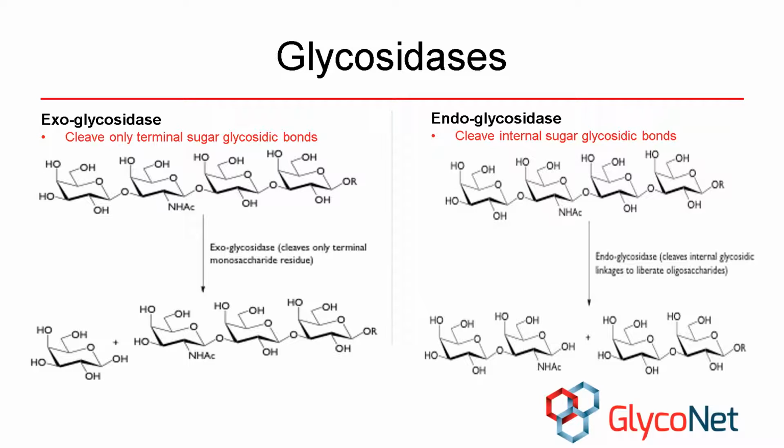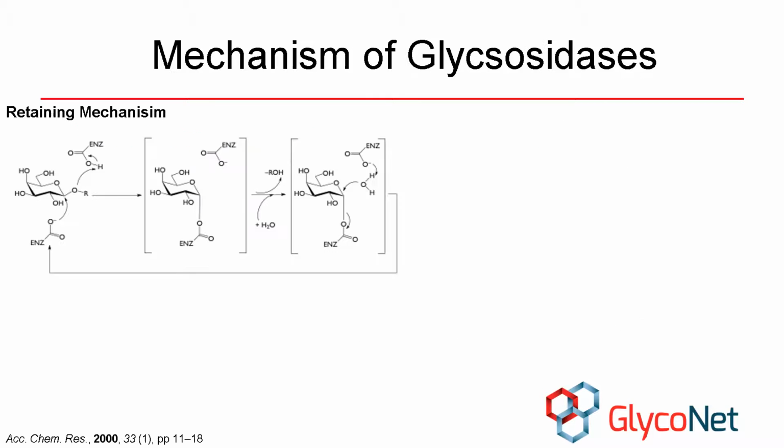Glycosidases, or glycosyl hydrolases, are classified as either exoglycosidases or endoglycosidases. The exoglycosidases cleave only the terminal glycosidic bonds, whereas the endoglycosidases can cleave the internal glycosidic bonds.